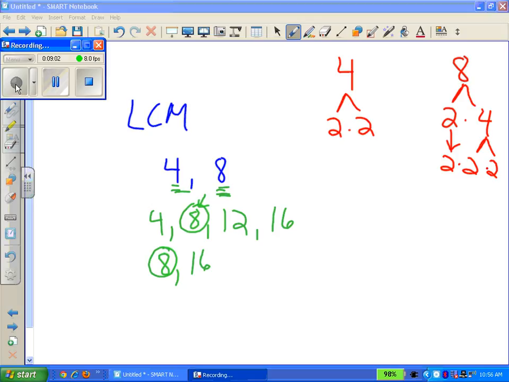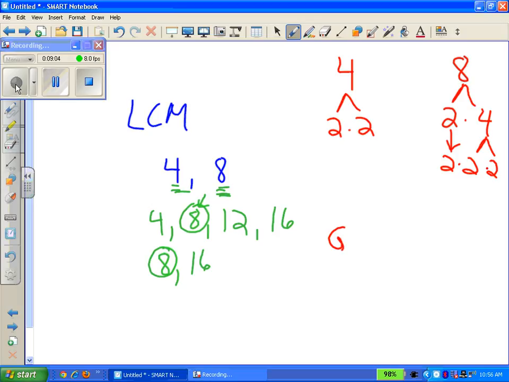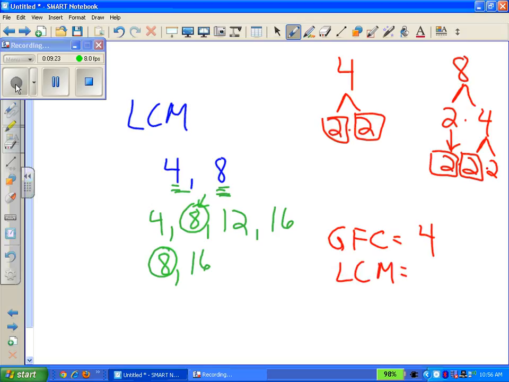Okay, let's find out what the greatest common factor is. We'll do that first. Greatest common factor. They each have a 2 in common and a second 2 in common. So then you would multiply what they have in common, 2 times 2, and the greatest common factor would be 4. But how would you find the least common multiple? What would that be?